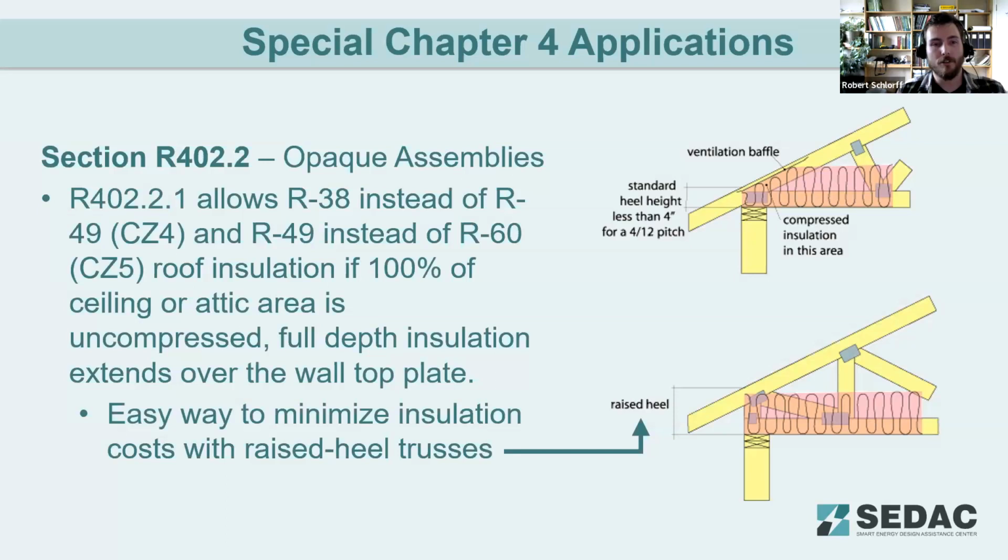So R402.2.1 allows R38 instead of R49 or R49 instead of R60 roof insulation if 100% of the ceiling or attic area is uncompressed and full depth insulation extends over the wall top plate. So the easy way to achieve this is to make sure that you're using raised heel trusses as shown there in the bottom image, so that we can make sure that that roof and attic insulation is uncompressed all the way to the exterior wall, so that we don't have any sort of thermal weak point there at that upper corner. That's what we're trying to avoid here within the code.